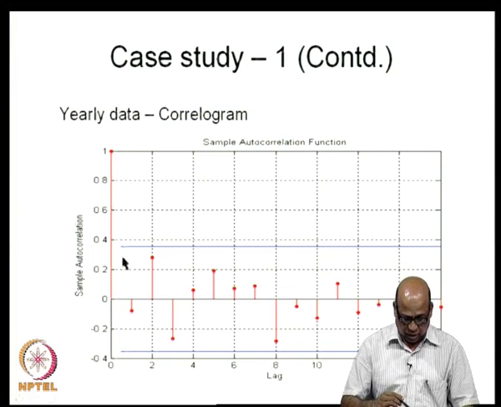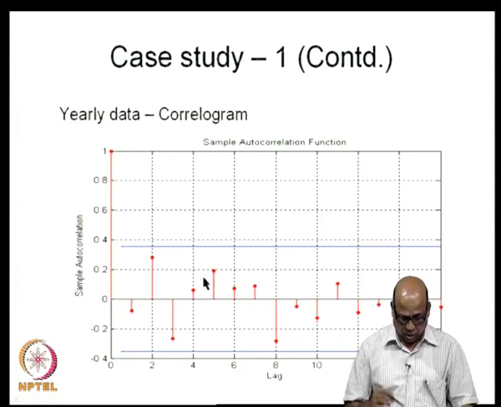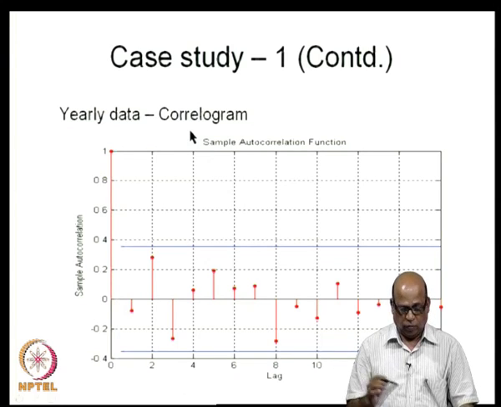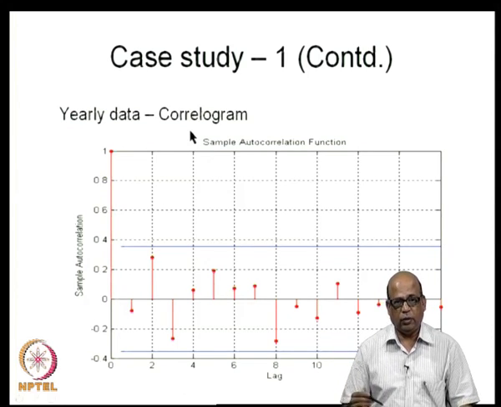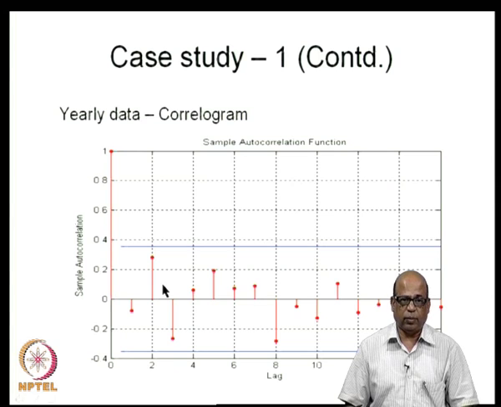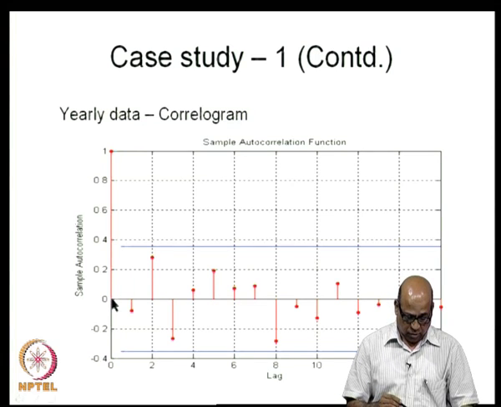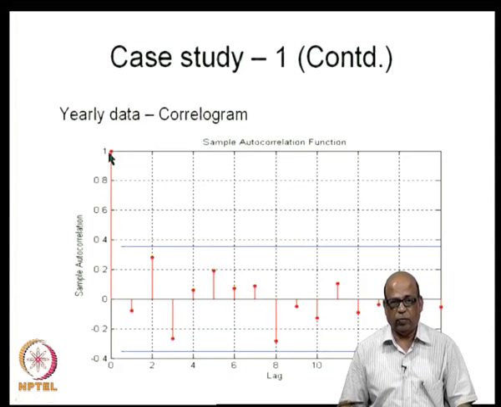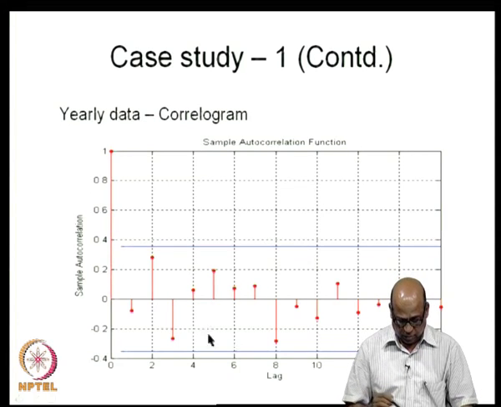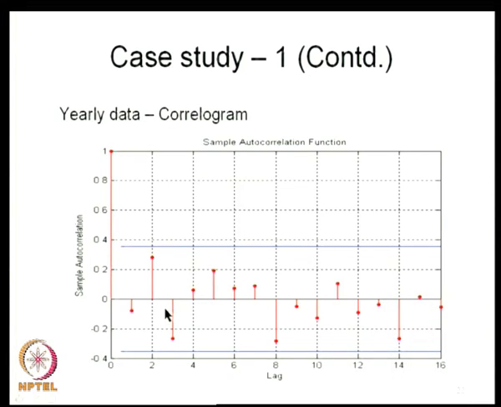So, you are getting a larger and larger insignificance band, which means that if the correlations lie within this band, then they are all insignificant. So, as you can see, all the correlations for the annual rainfall data are statistically insignificant. We leave out the lag 0 correlation because that is always 1. All other remaining correlations are insignificant.